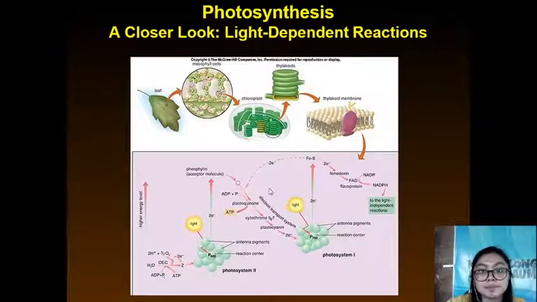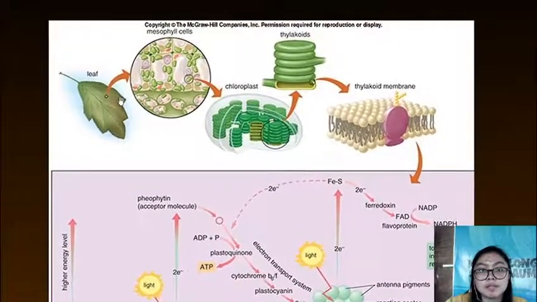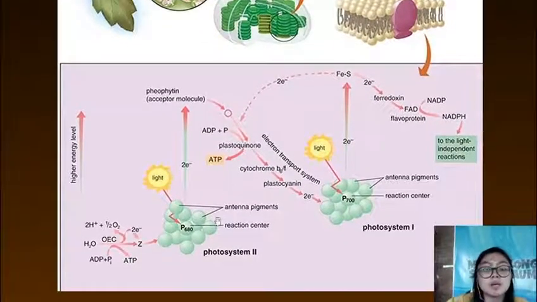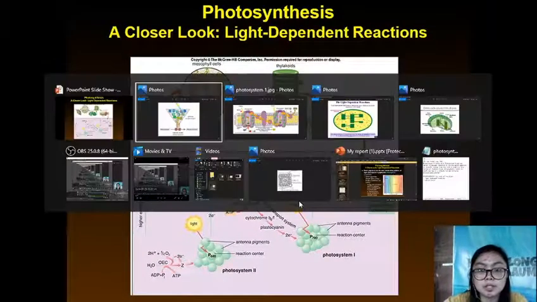So this one, as we said earlier, is from leaf, mesophyll, chloroplast, thylakoid. Photosystem 2 comes first before photosystem 1. In photosystem 2, there is a higher energy level, then the light reaches the reaction center and then the antenna pigments. I cannot elaborate that more, so I will just send you the link so you can understand it better.